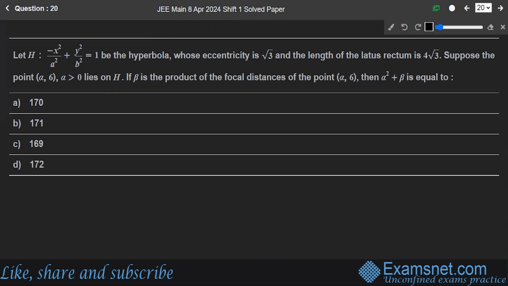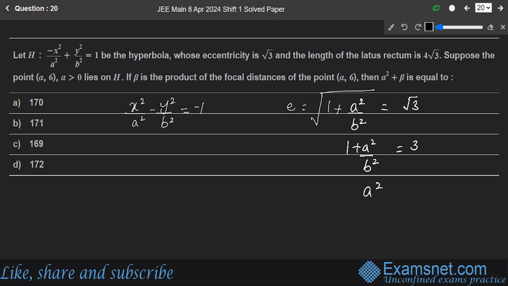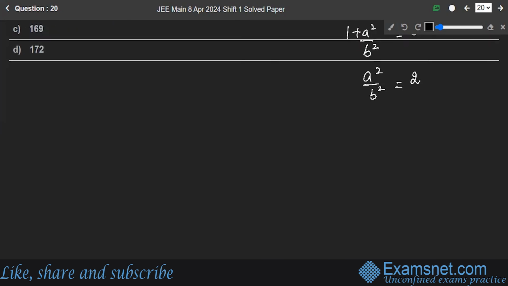So let's rewrite this hyperbola equation. I can write it as x square upon a square minus y square upon b square is equal to minus 1. Eccentricity for this will be given by 1 plus b square upon a square. You are given this is equal to root of 3. That gives you this is equal to 3, or a square upon b square is equal to 2. Now the latus rectum.